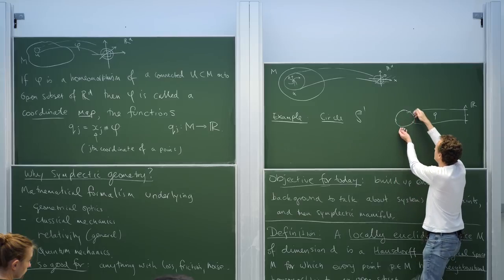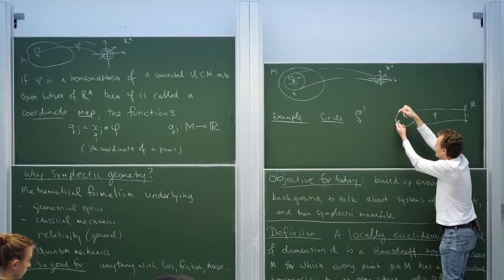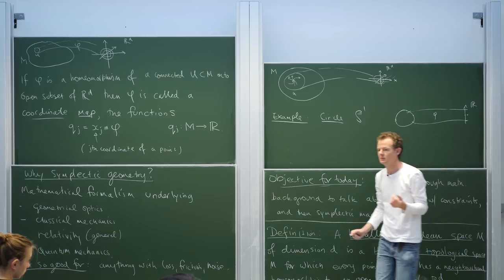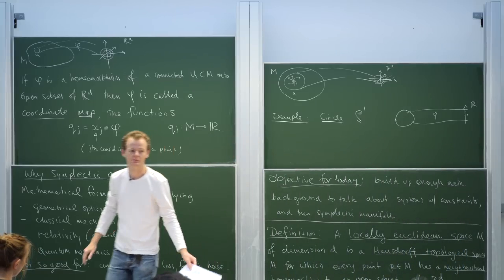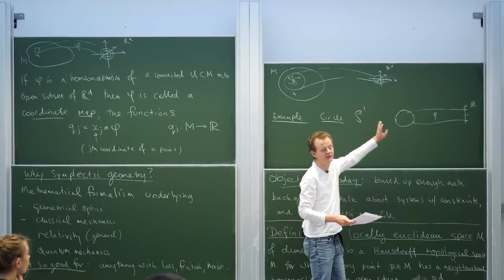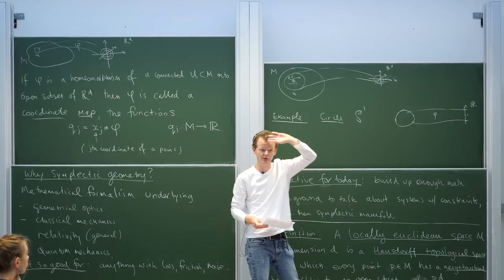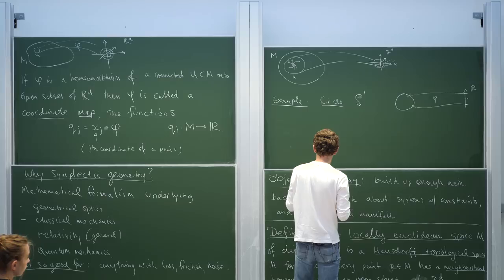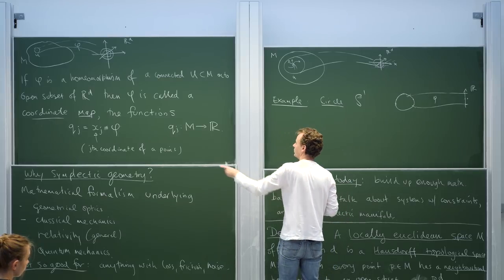The minute you try and extend this identification with a real line to include the last point on the circle, the map does not become invertible and is no longer a homeomorphism. So that's the example. You have to think about these things a bit more carefully in the homework sheets, but there's the moral. All right, so those functions are called the coordinate functions.